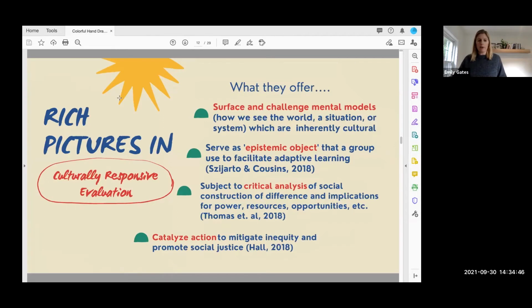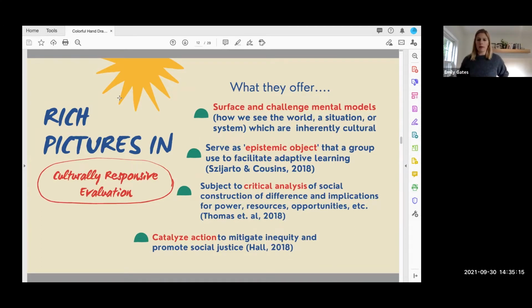So what they offer to culturally responsive evaluation, this is a case that we're building. So we're experimenting with applying it in this culturally responsive evaluation context and then building some of the offerings. So one is that they surface and challenge mental models, as I mentioned, and those are inherently culture. So it can be hard to talk about culture, and we can also think that we know about someone else's culture, or we think we know about our own, and we miss the heterogeneity within a group.